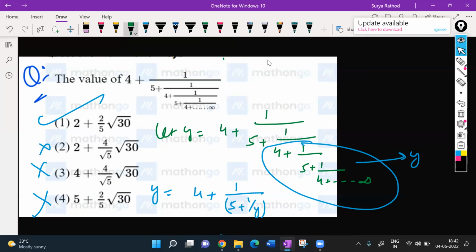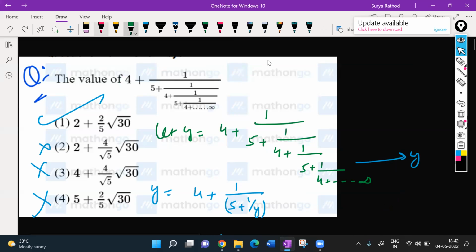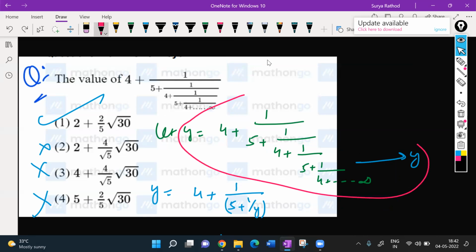Look at this. If I take the given value as y, the same function I wrote here, if I give it a name, y is equal to the function I wrote here. Is there any change in writing that? No.